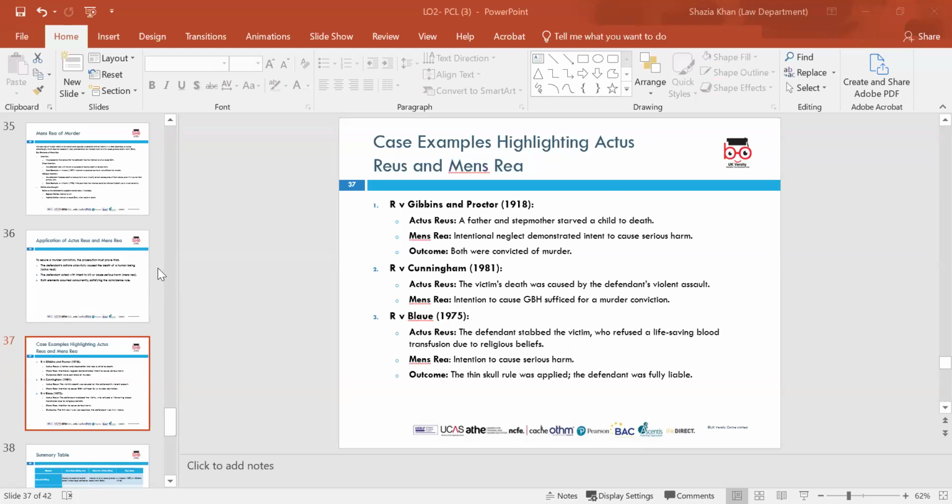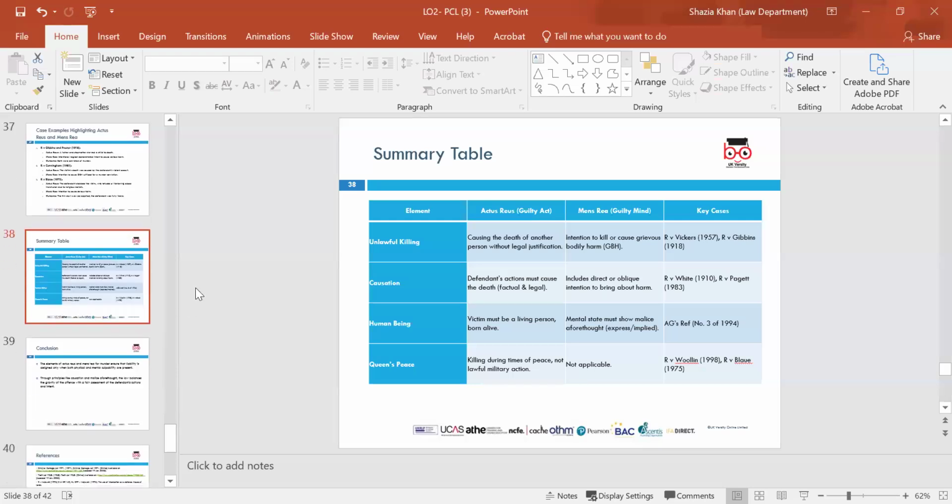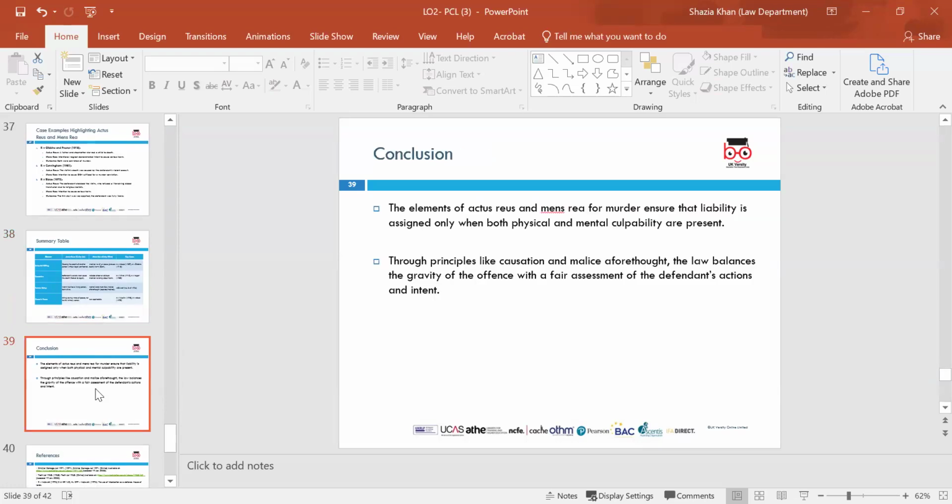And the case of R v Blaue, 1975, where the actus reus was the defendant stabbed the victim who refused a life-saving blood transfusion due to religious belief. The mens rea was intention to cause serious harm, and the outcome was that the thin skull rule was applied in this case. So a summary table looks at the element of unlawful killing, causation, human being and the Queen's Peace, and looks at the actus reus, the mens rea and the key cases with reference to each element. So you could have a look at that in your own time.